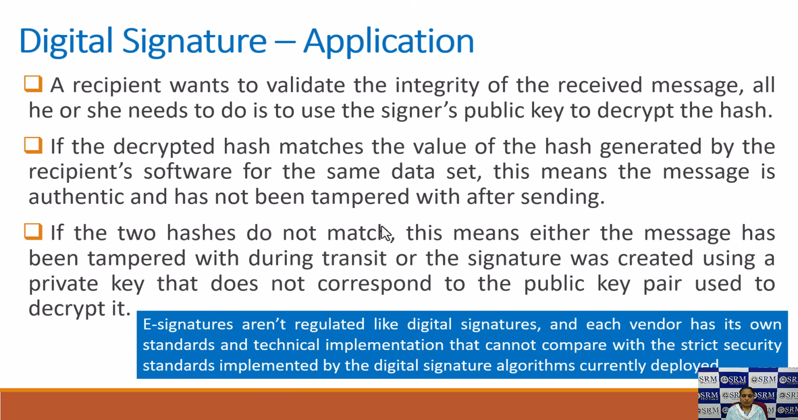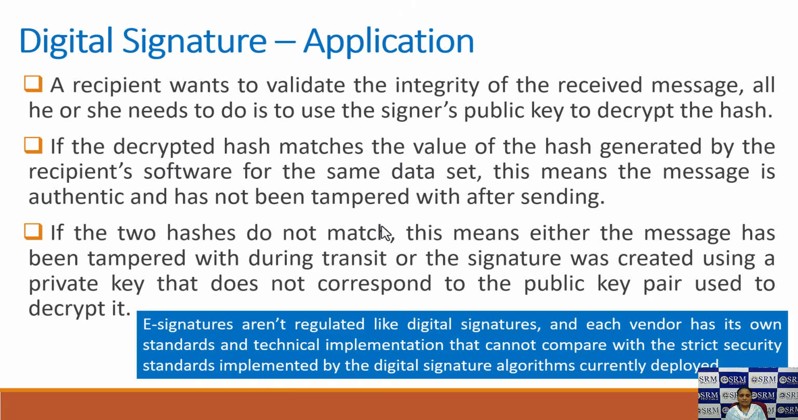So if the recipient wants to validate the integrity of the received message, all he or she needs to do is to use the signer's public key to decrypt the hash. The signer's public key, right? Public key means a key which is available publicly. For example, if you want to check your date of birth, that means the birth certificate, the date of birth is known. Via that you can download and see whatever data is available. That is your public key. You have to understand the concept here, right?